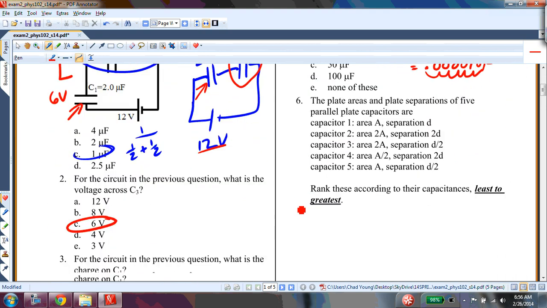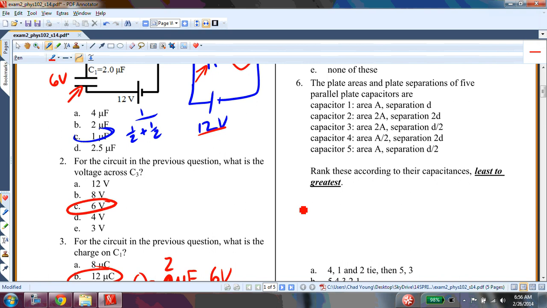The plate area and plate separations of 5 parallel plate capacitors are given. Rank them in order from least to greatest. So let's see. Remember, our capacitance is epsilon naught A over d. So we just want to figure out how the capacitances are relative to one another. The first one is just A over d. The second one is 2A over 2d, which is equivalent to A over d because those cancel. The next one is 2A over d over 2, which is equivalent to 4A over d.